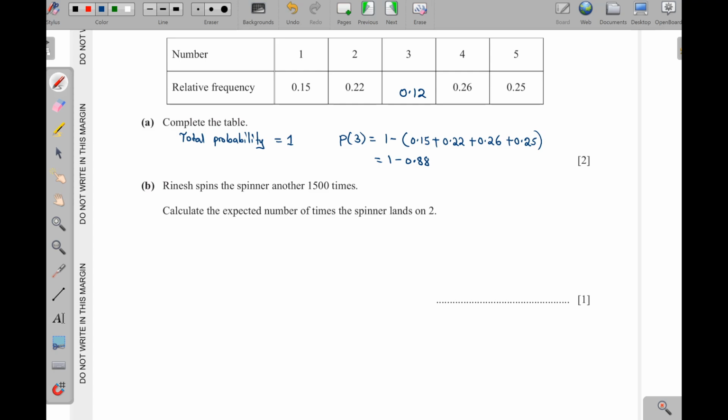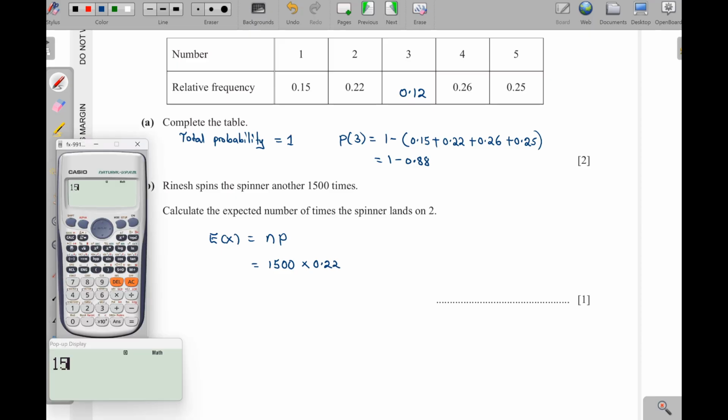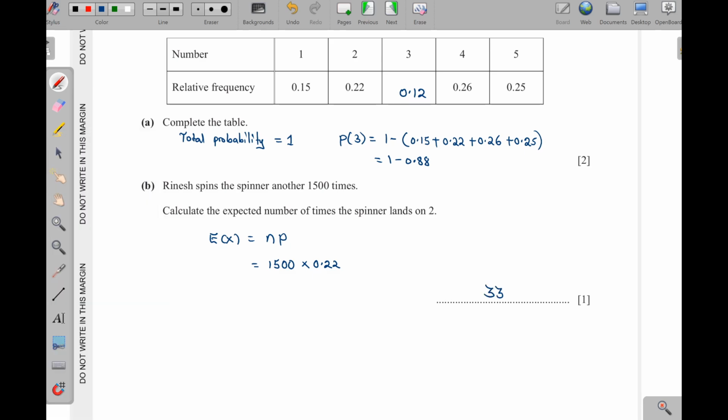Then part B, they are saying Rinesh spins the spinner another 1,500 times. Calculate the expected number of times the spinner lands on a 2. So expectation, we get the number of times the experiment is done, then times the probability. Okay, so n times p, it is spun 1,500. Then the probability of obtaining a 2 is actually 0.22. So 0.22. When you put this in the calculator, what do you get? 1500 times 0.22. That is 330. As simple as that. Those are the expected number of times you expect your spinner to land on a 2.